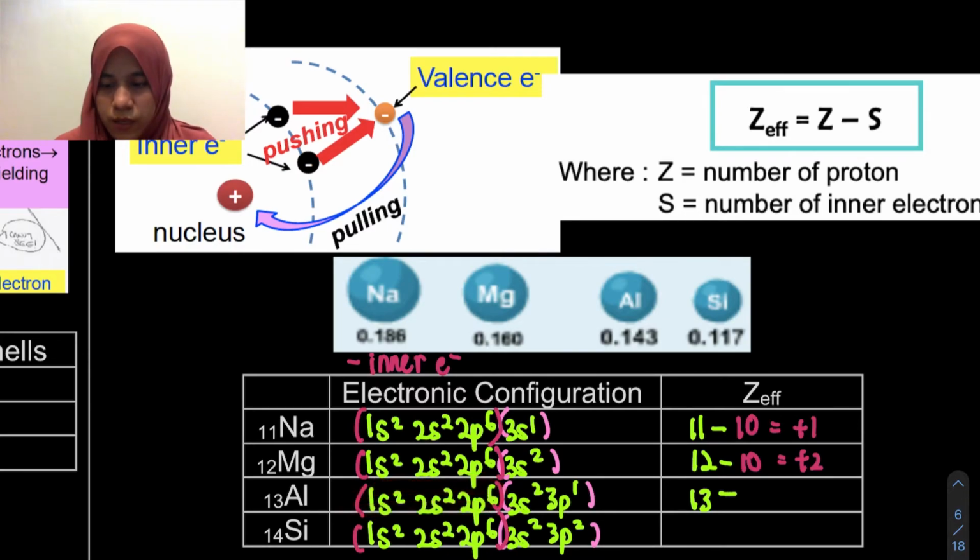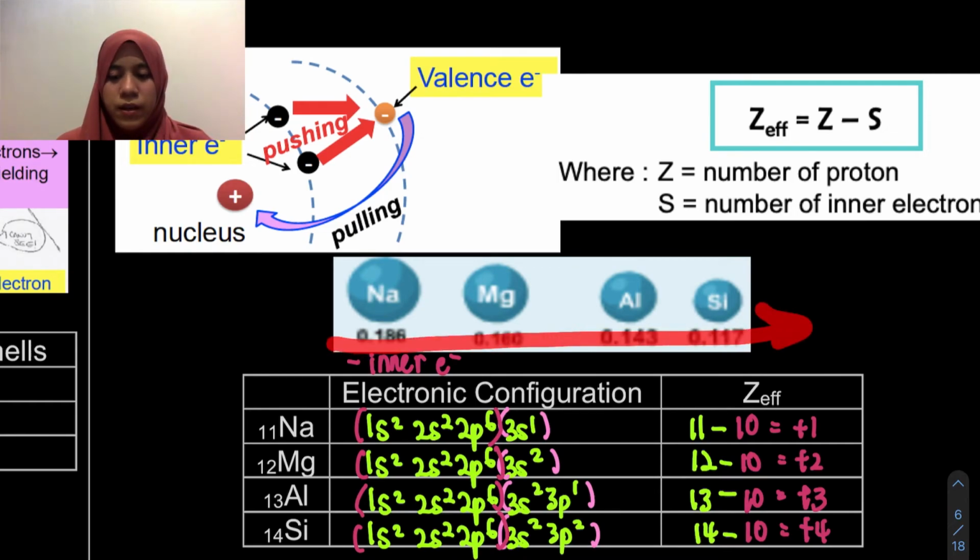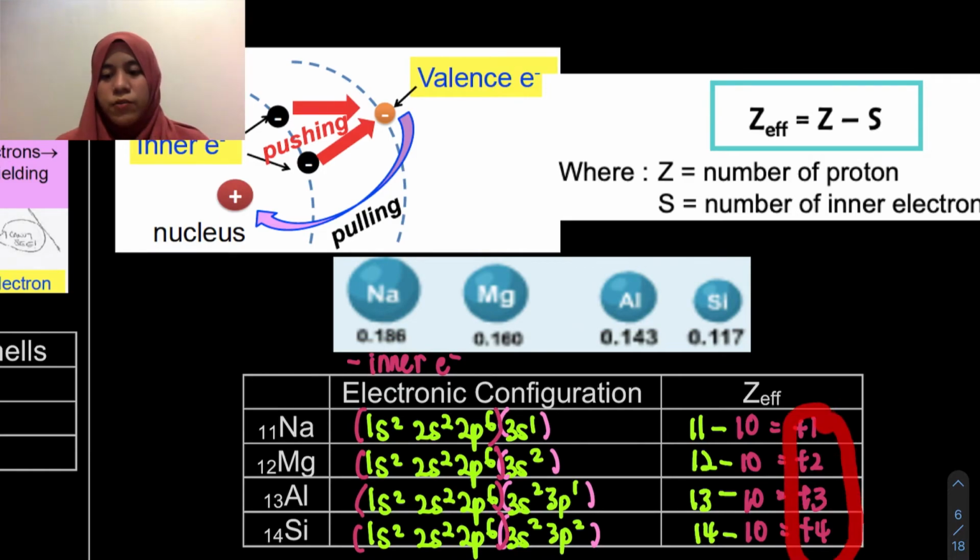So here is 10. Now is positive 3. Our silicon, 14 minus 10, okay, we do get positive 4. So as we can see, across the same period, the effective nuclear charge is getting higher. Why do we discuss this?